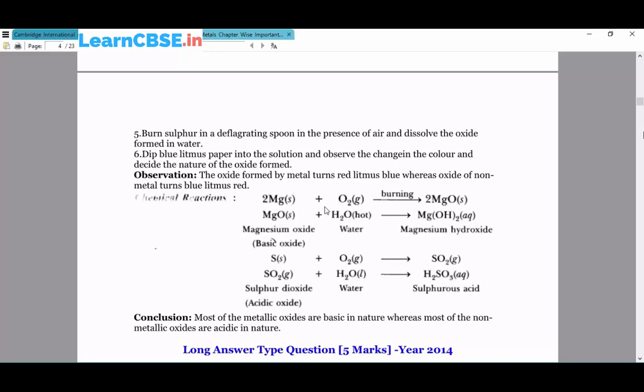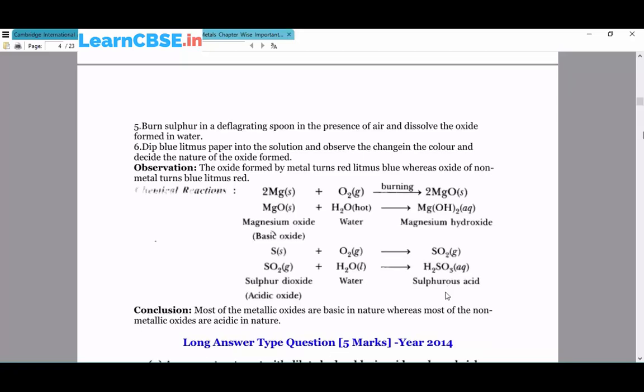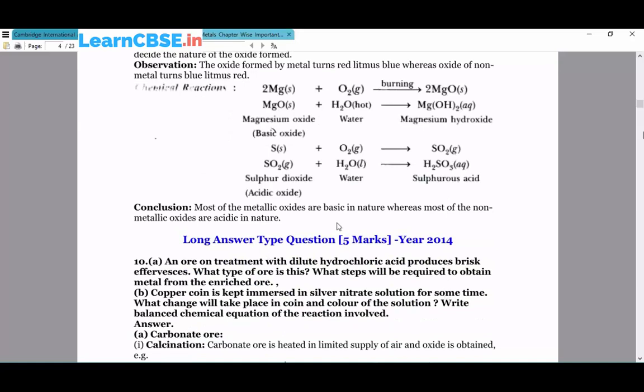The chemical reactions involved are: magnesium burns with oxygen and forms magnesium oxide. When dissolved in hot water, we get magnesium hydroxide, which turns red litmus paper blue. This indicates that it is basic in nature. At the same time, sulfur when burnt in oxygen forms sulfur dioxide. Sulfur dioxide, when dissolved in water, gives sulfurous acid, which turns blue litmus paper red, showing the presence of an acid. Conclusion: most metallic oxides are basic in nature, whereas most non-metallic oxides are acidic in nature.